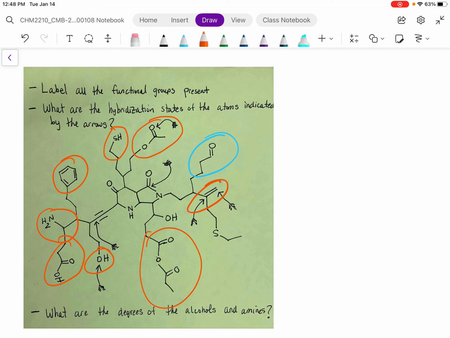Acid anhydride. We have another alcohol right there. What's this guy? Amine. Ketone. Alkyne. Amide. And that one, sulfide.